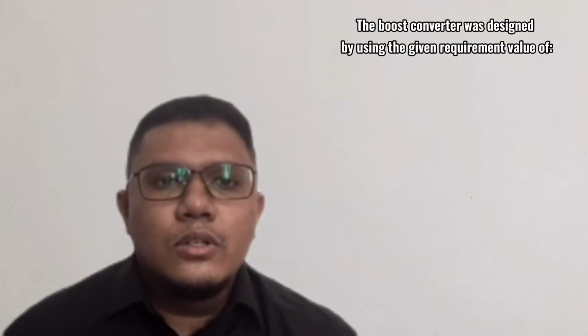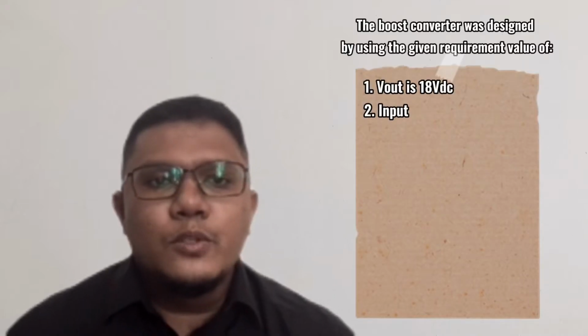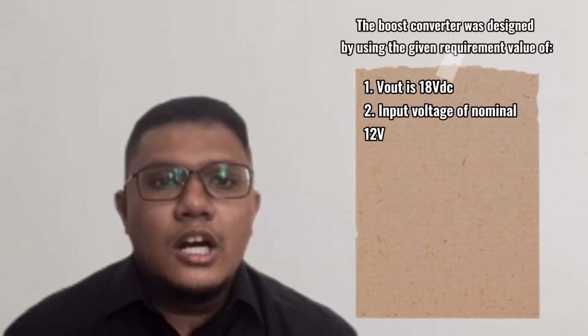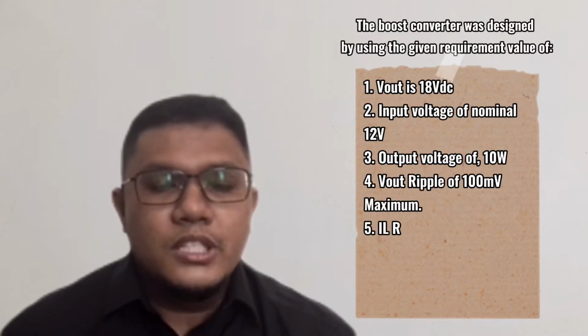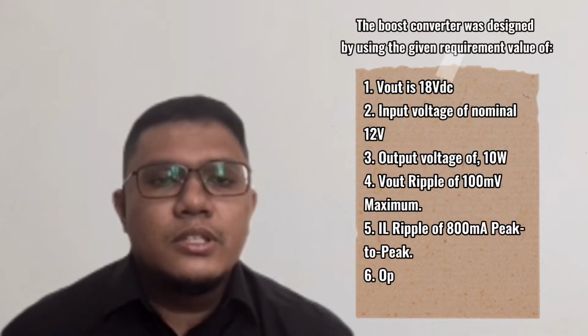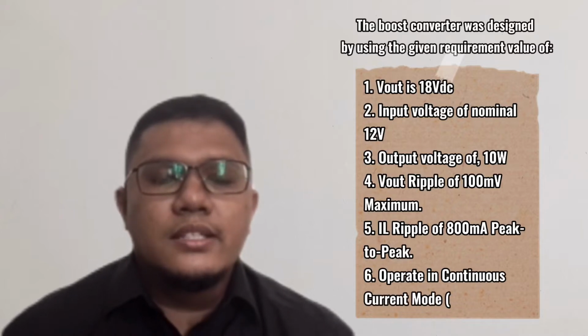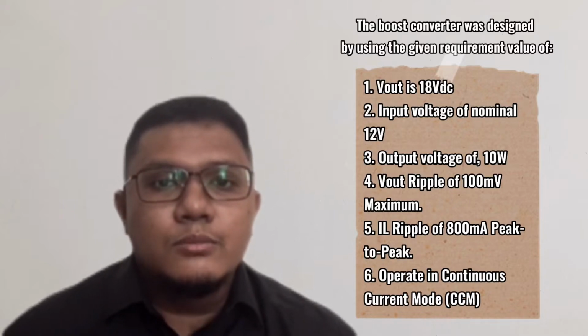The value of Vout is 18 volt, input voltage of nominal 12 volt, output power of 10 watt, Vout ripple of 100 mV maximum, current ripple of 800 mA peak to peak, and it operates in continuous current mode.